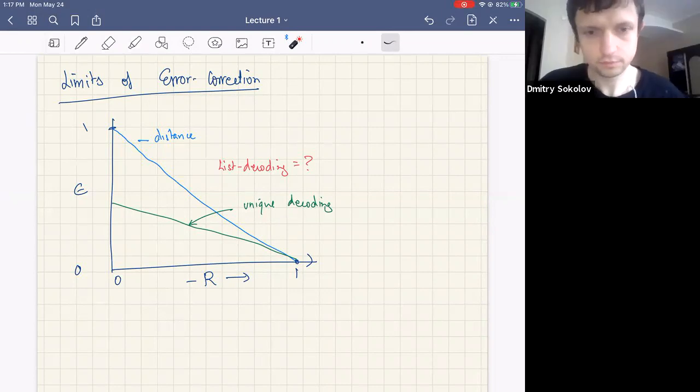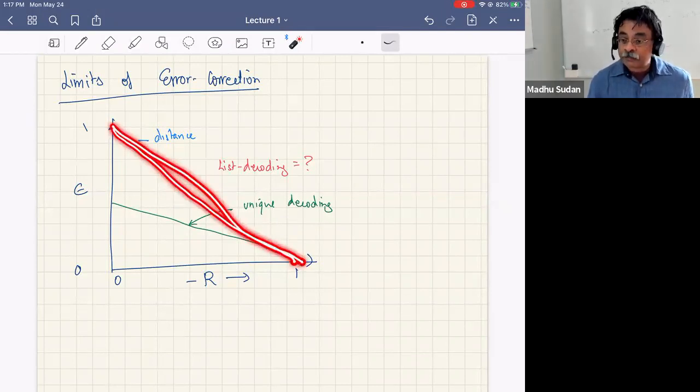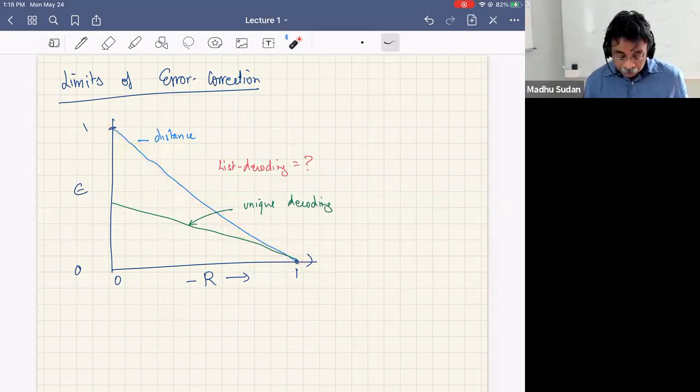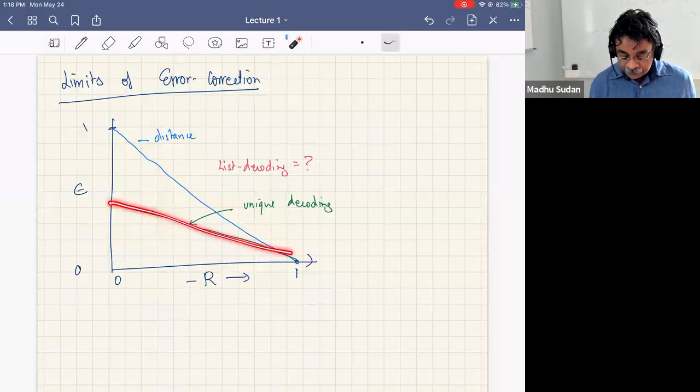Okay, great. So, limits of error correction: what's possible? Based on the distance, we should not be able to get distance better than this line. This was the Singleton bound. If half the distance is all you can achieve, then for a particular rate, this is the amount of errors that you'll be able to correct. This line is 1/2 of that line.